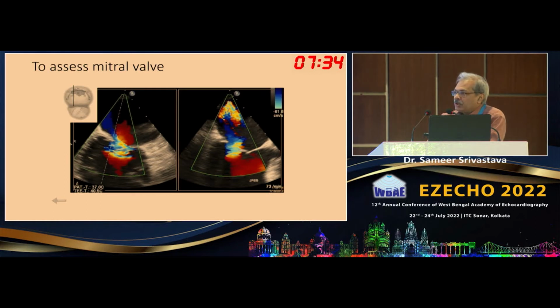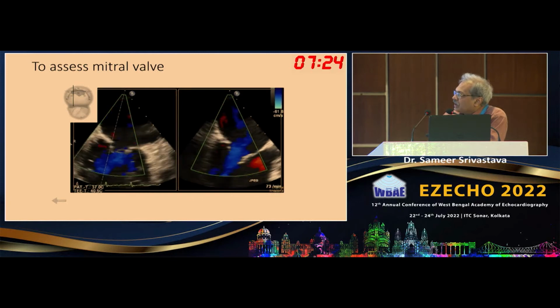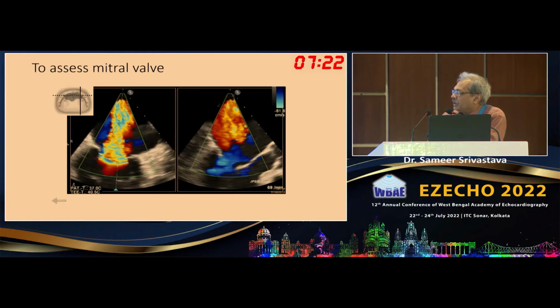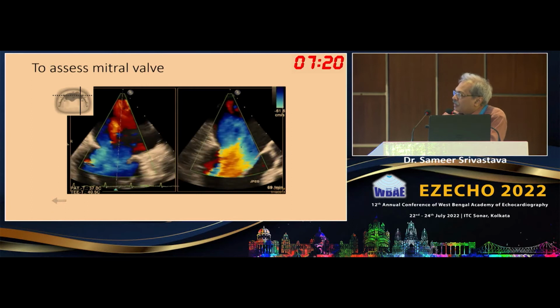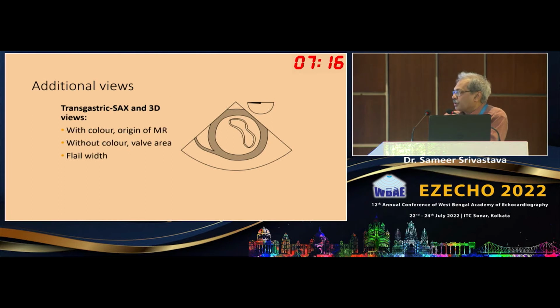From lateral to medial, it is A1, A2, A3. Anteriorly and posteriorly, it is P1, P2, P3. So if you keep rolling your TE probe, you'll keep seeing different coapting areas. If you look at this vertical bar and the horizontal bar, you'll see that you keep changing the views. So this is the transgastric view, difficult to get many a time, but it is recommended.